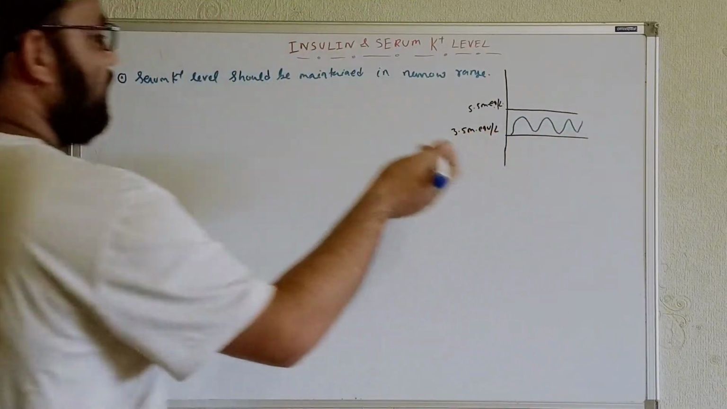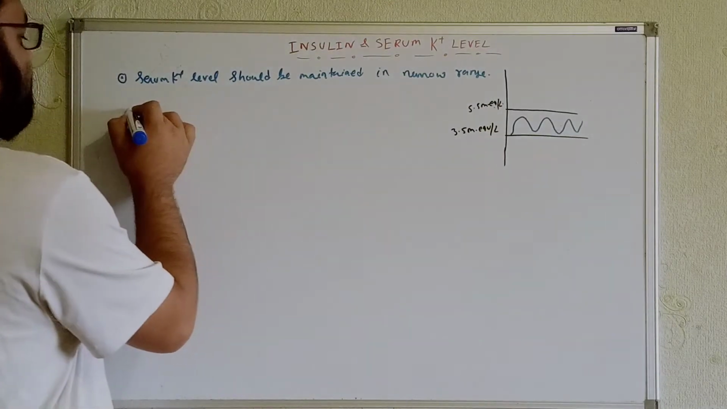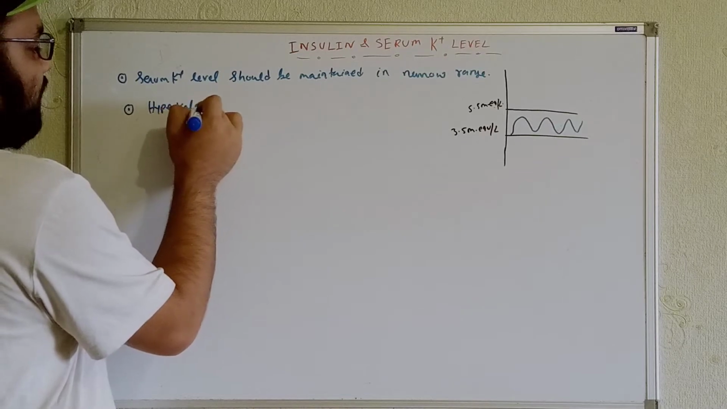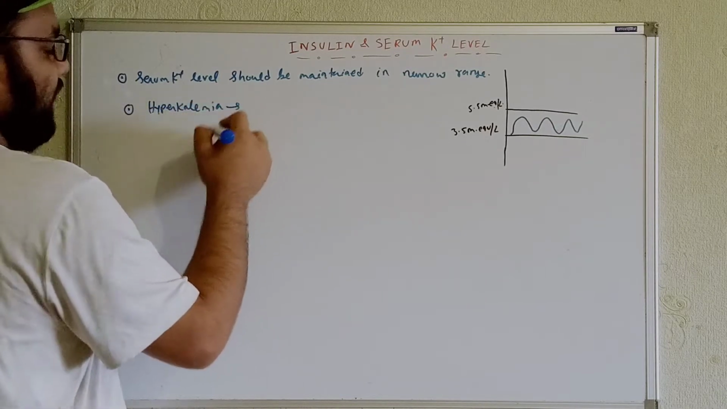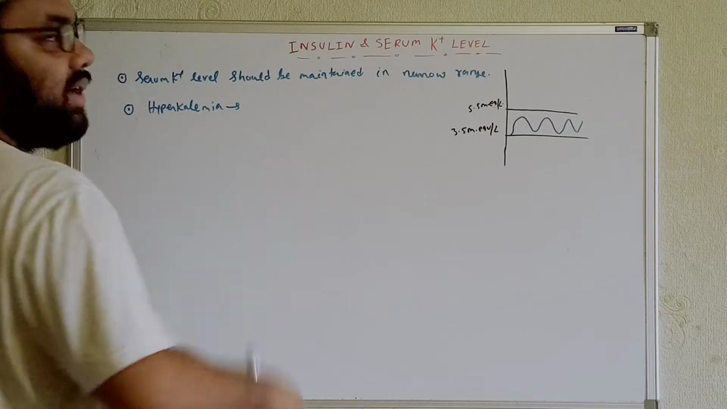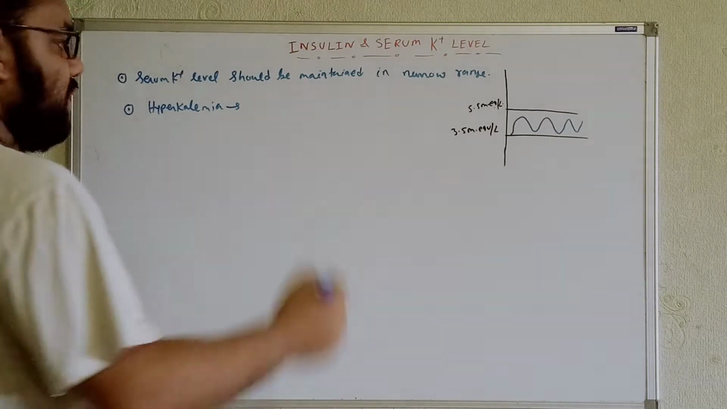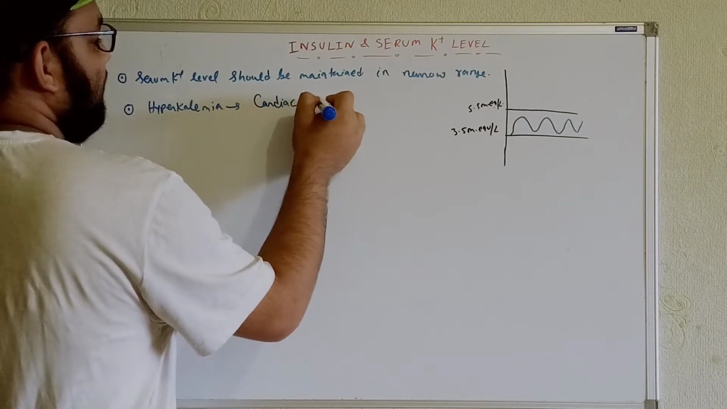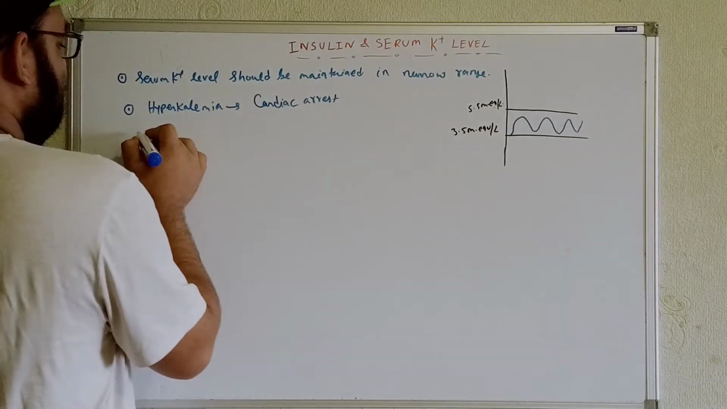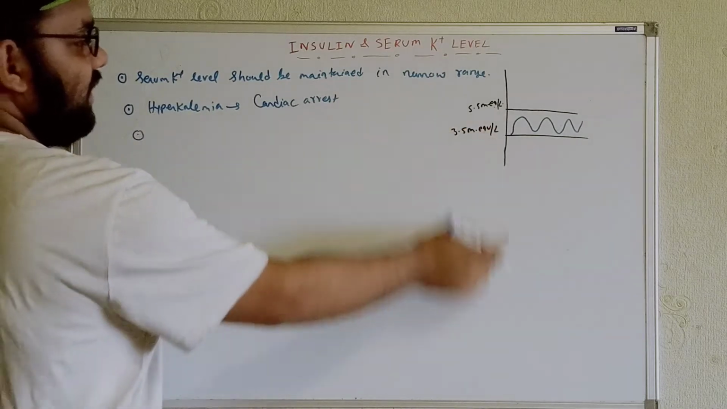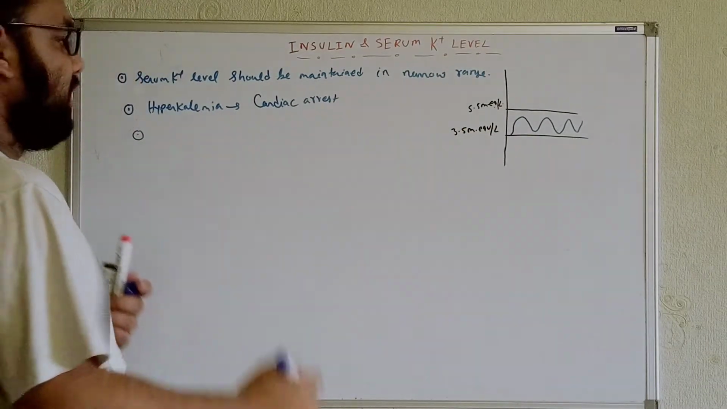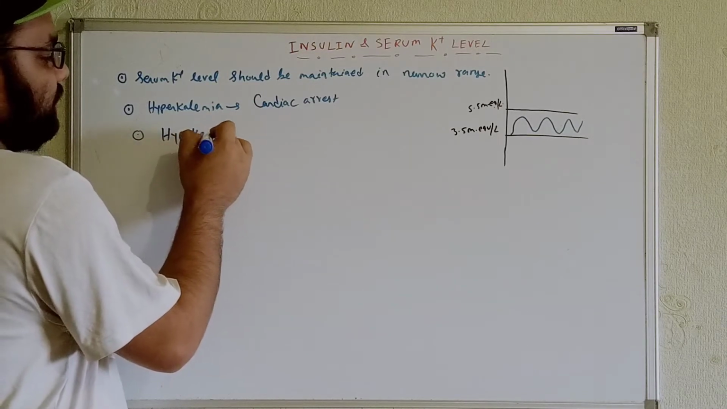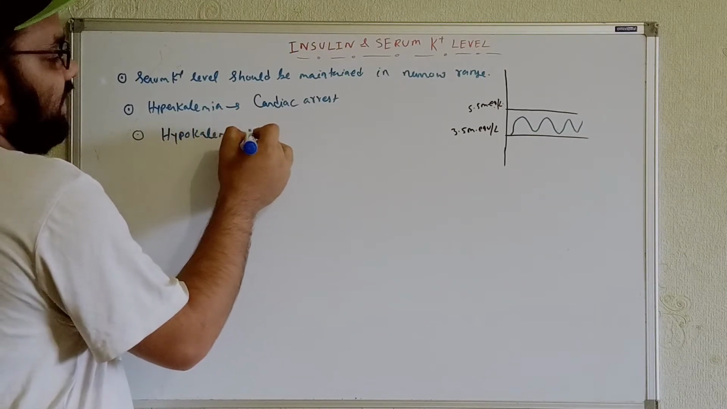Now if the level is more than the upper limit, that will cause hyperkalemia. Whenever we get hyperkalemia, we'll see a problem in the heart; it can cause cardiac arrhythmia and, in fact, cardiac arrest. In the same way, whenever the potassium level is less than 3.5 milliequivalent per liter, this is known as hypokalemia. At that time we will also see cardiac arrhythmia.